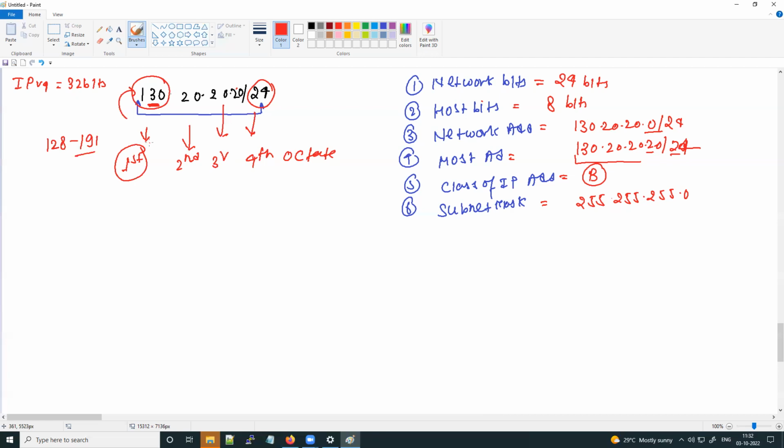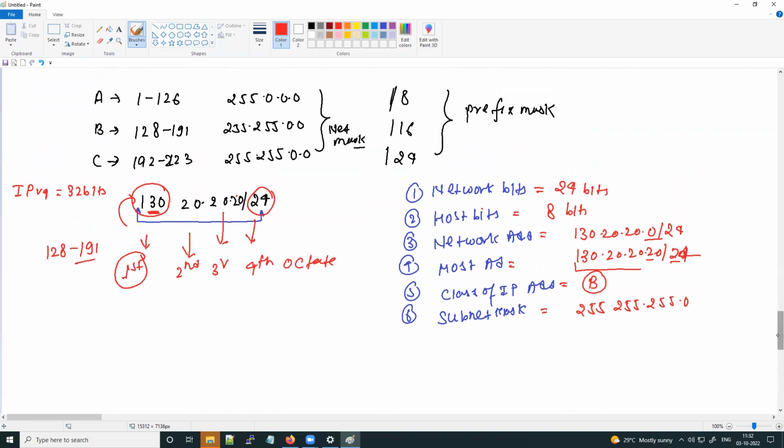If you look very carefully, this is the class B IP address. For class B, what is the net mask? But what we have here is that the IP address is class B, but the net mask or prefix mask is from class C. Don't you think it's wrong?